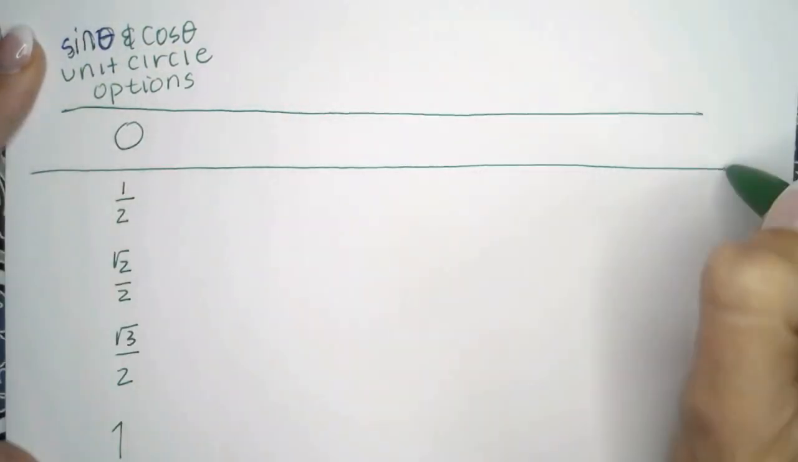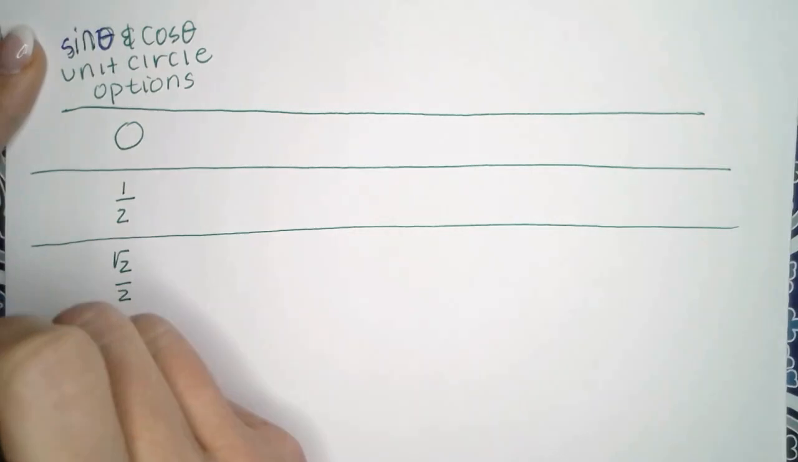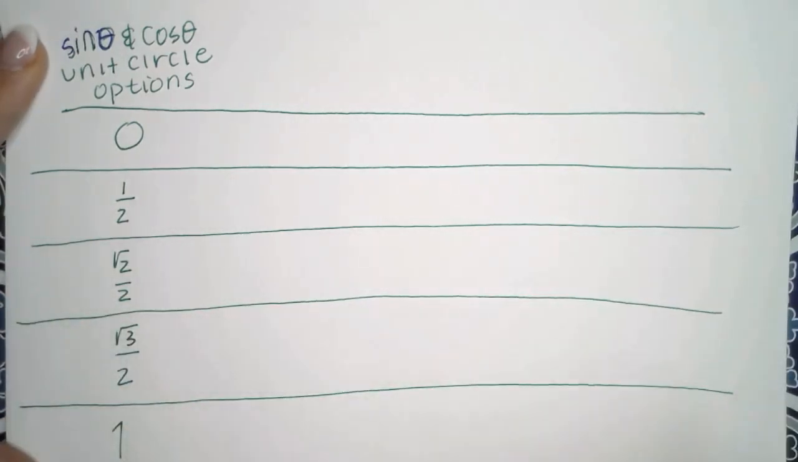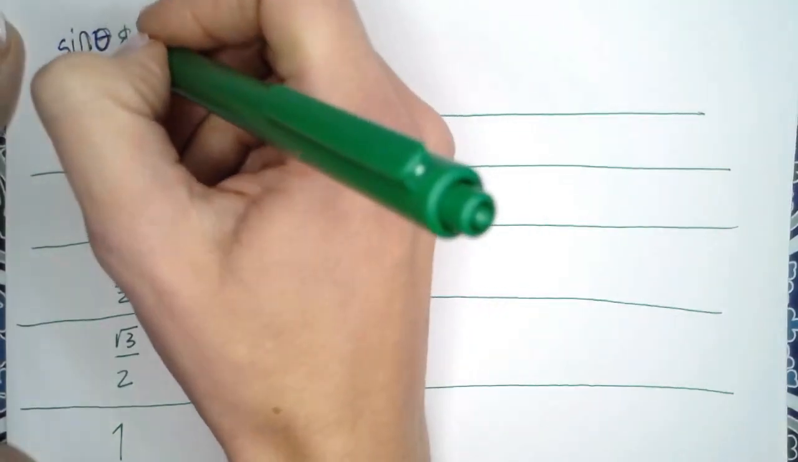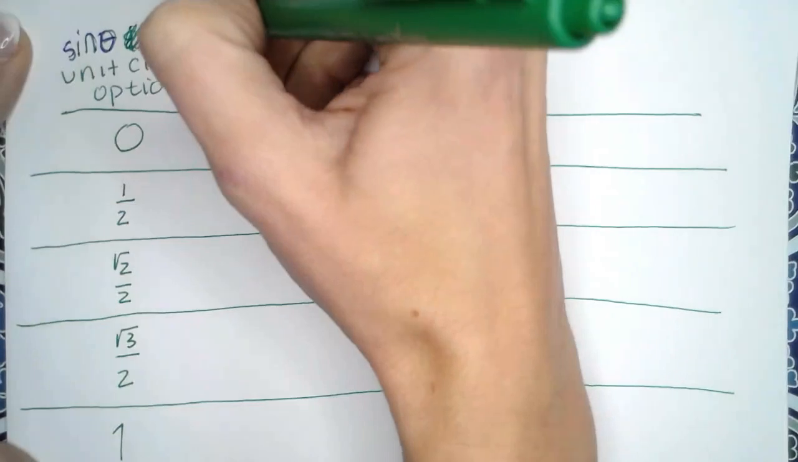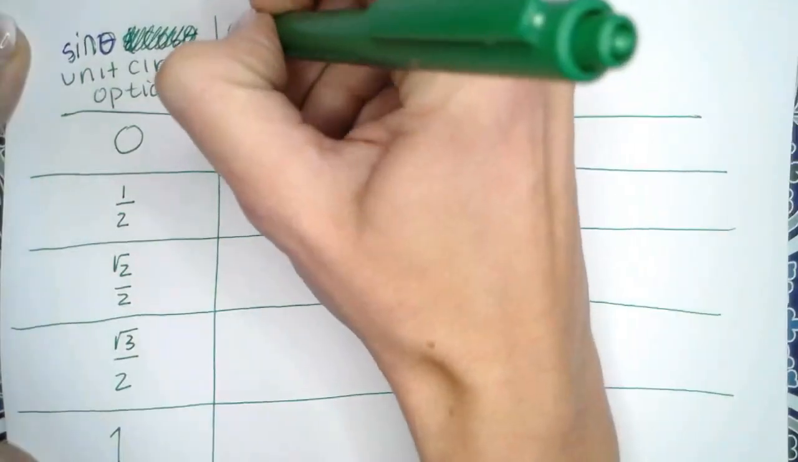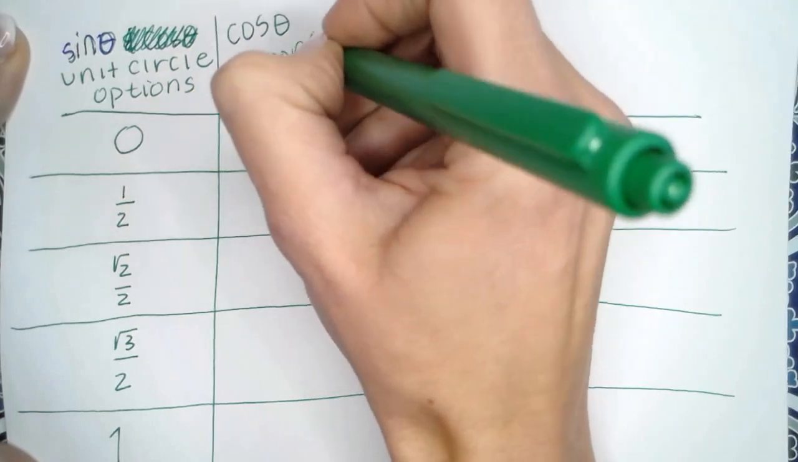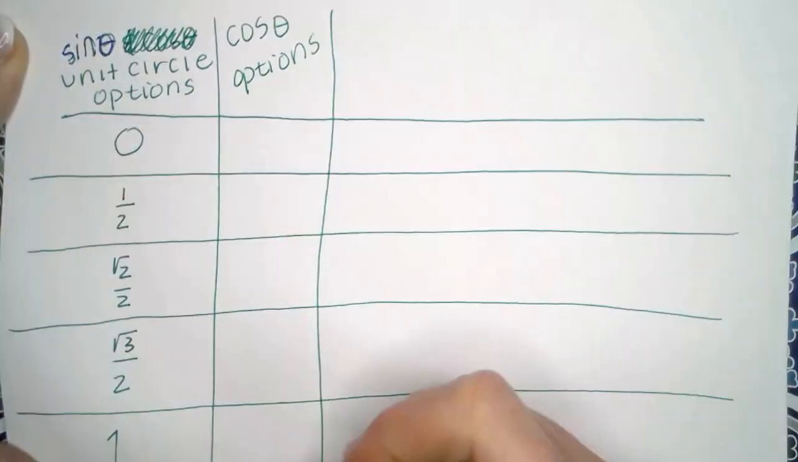My next column, I wonder which way I should do this better. Actually, I'm going to do this. If you already, that's what I said, don't copy it right away. I'm kind of changing my mind. So sine unit circle options. The next column will be the cosine that goes with it. Cosine theta options. Because when sine is 0, what is cosine equal to?